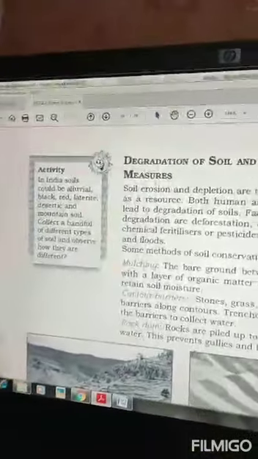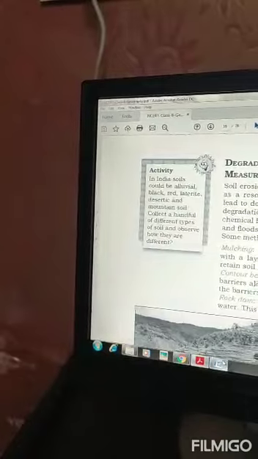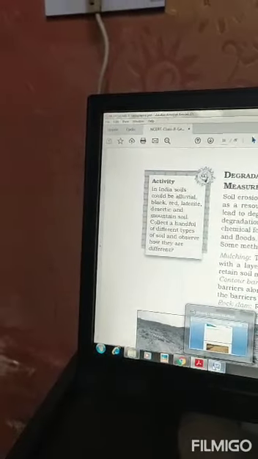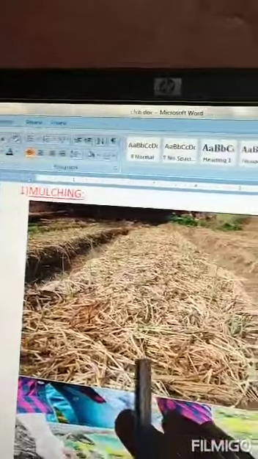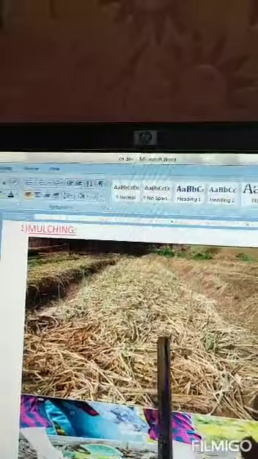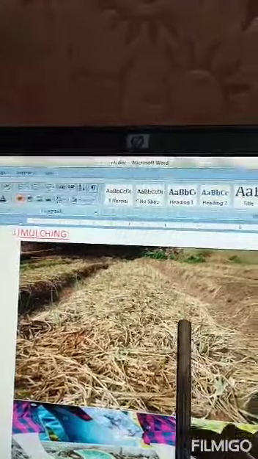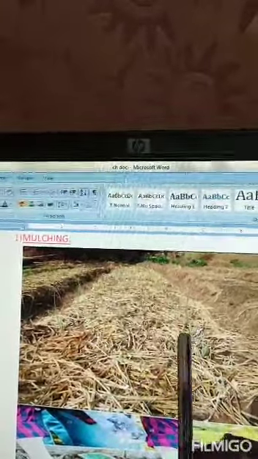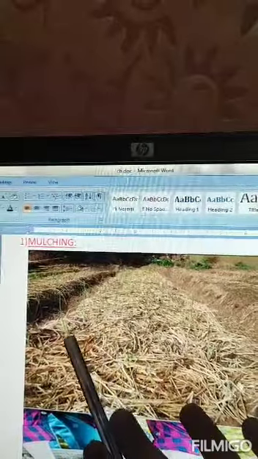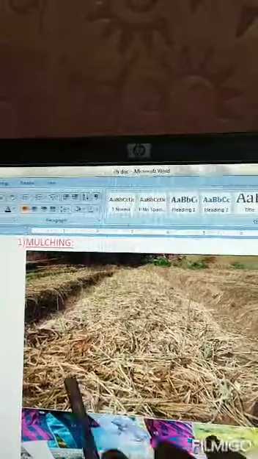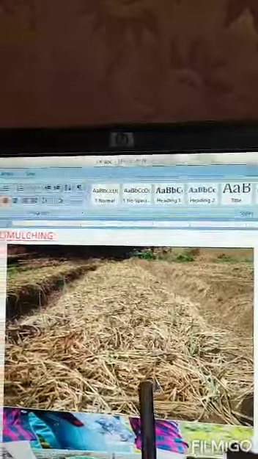First is mulching. Okay, now what is mulching? Mulching means that when a crop is grown, the area in between two plants is covered with straw or some other organic matter. Like this is a field of onion. Small onion plant saplings have been grown, and in between the ground is covered with straw.